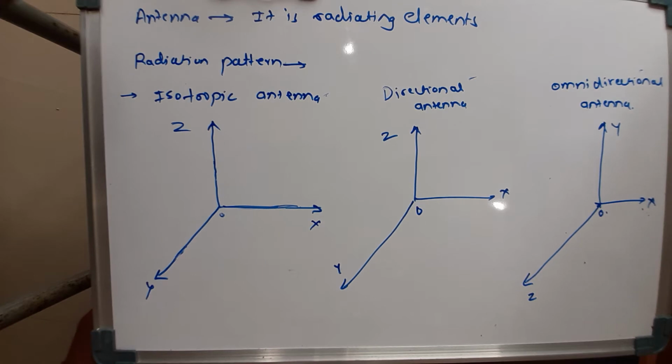So first we will start with the definition of antenna. So antenna is an electrical device which will radiate the electromagnetic energy in the air. So this electromagnetic energy is converted into the electrical energy. So transmitter antenna will transmit the electromagnetic energy, and receiver antenna will receive the electromagnetic energy and convert it into electrical energy, and that electrical energy is given to the different electronic device like mobile, TV and camera.